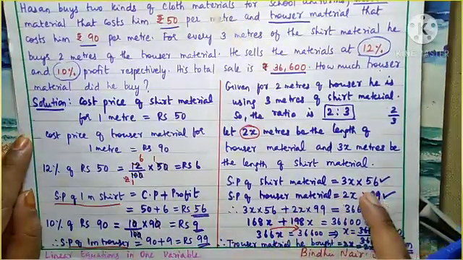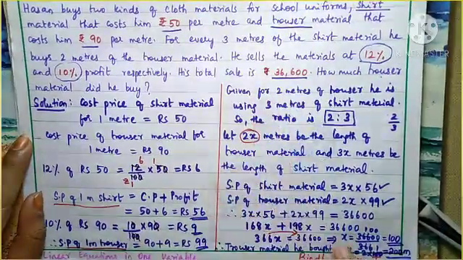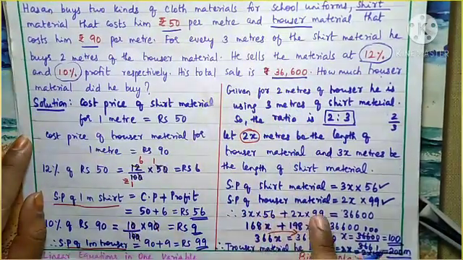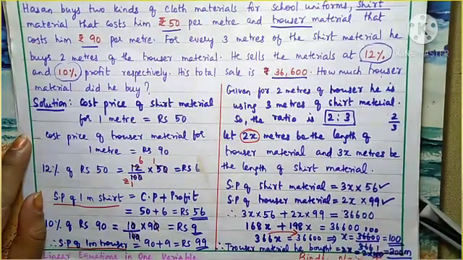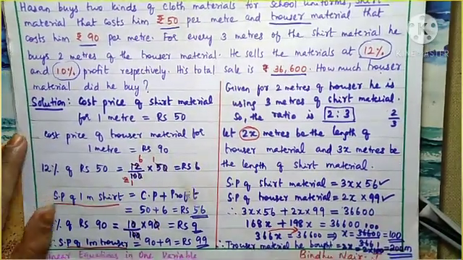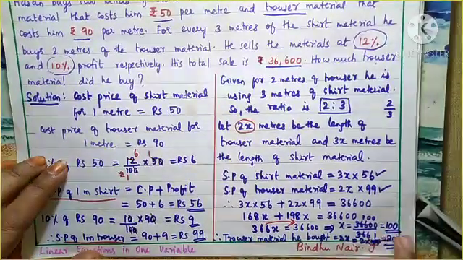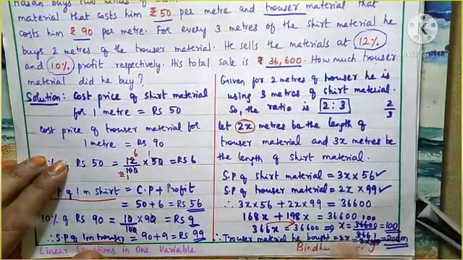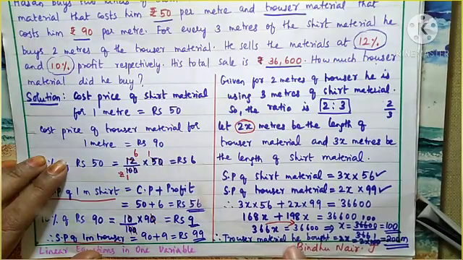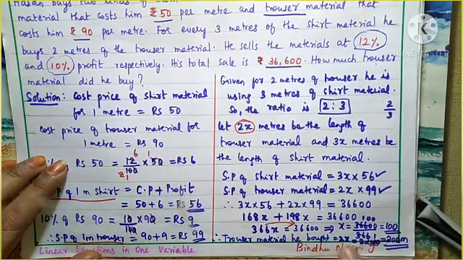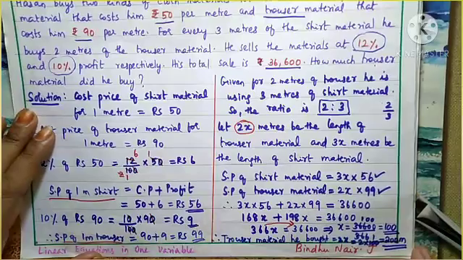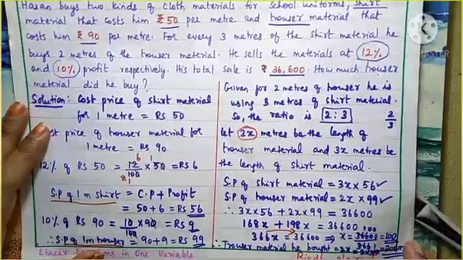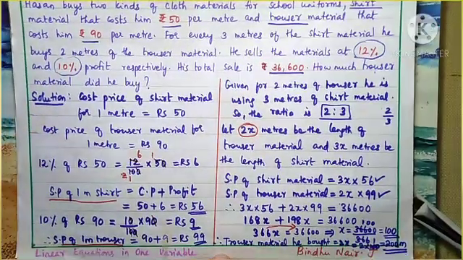Now the total selling price was given in the problem, so we added these two quantities equal to the total 36,600. Now it is just simplification, and finally we got the value of x as 100, and thus the trouser material he bought is 2 into x, that is 2 into 100, 200 meters. So all of you read this question 2-3 times and practice the answer well.